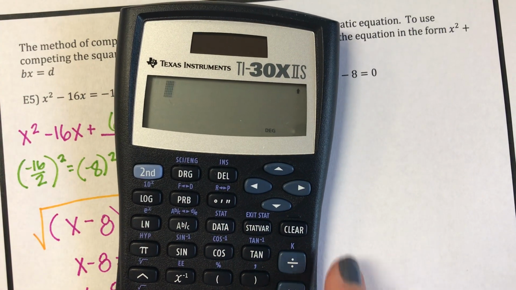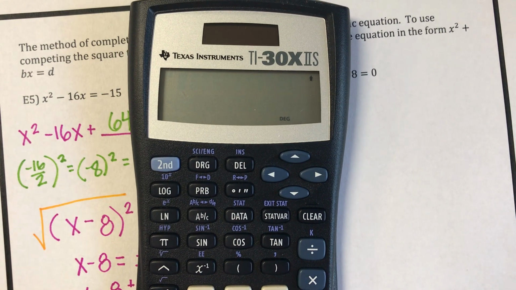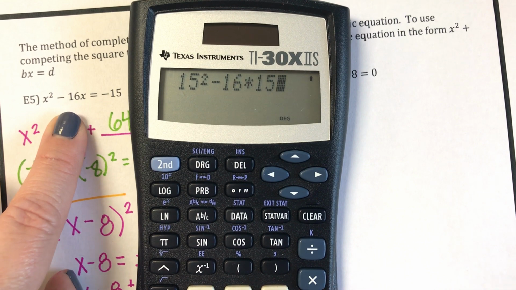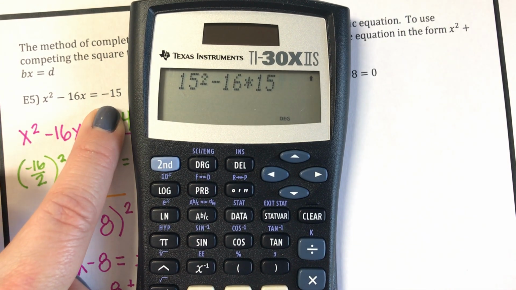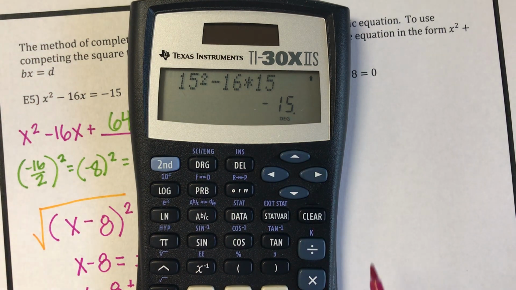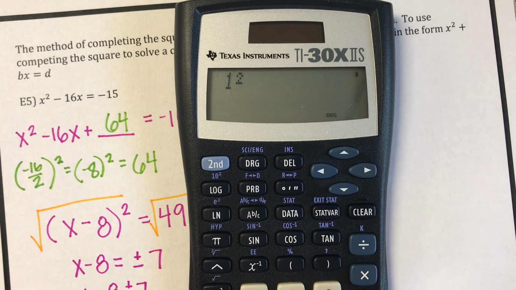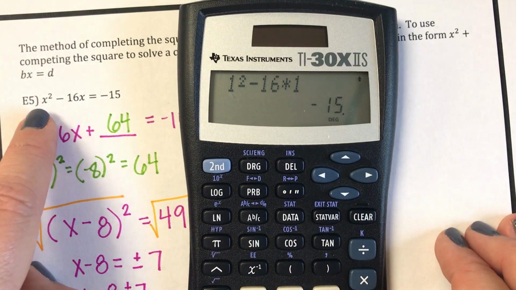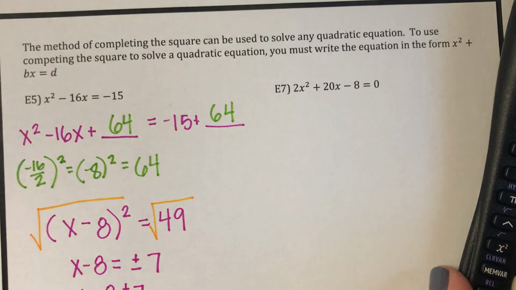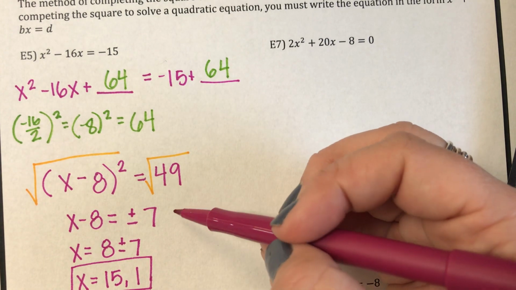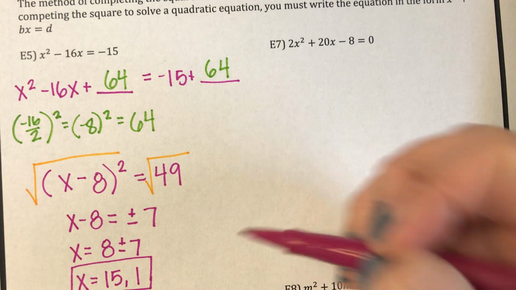Okay, so for example, if I plugged in, I think the first solution is 15. So if I plug in 15 for x, 15 squared minus 16 times 15, I should get negative 15 if it's correct. Negative 15, right? I think my other answer should be 1. So 1 squared minus 16 times 1 is just negative 15. These two answers are what make this true. If we were to graph this on a coordinate plane, our parabola would open up, and it would cross at 1 and 15.